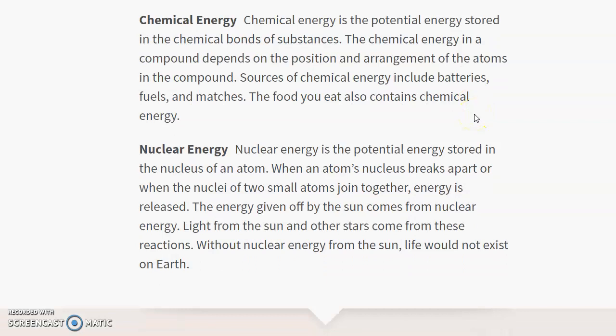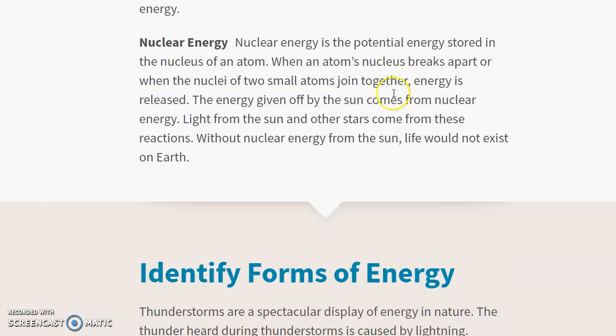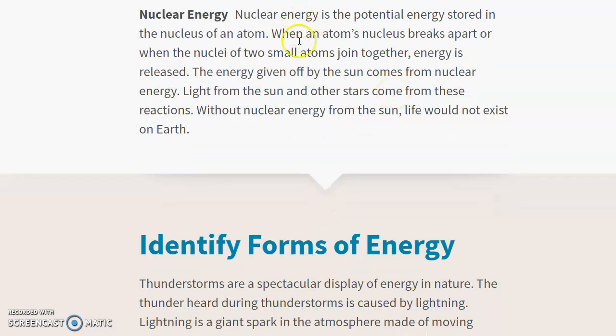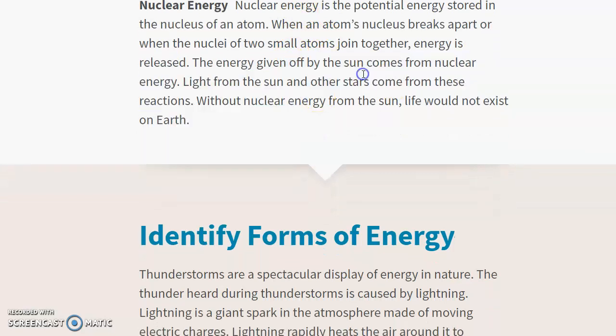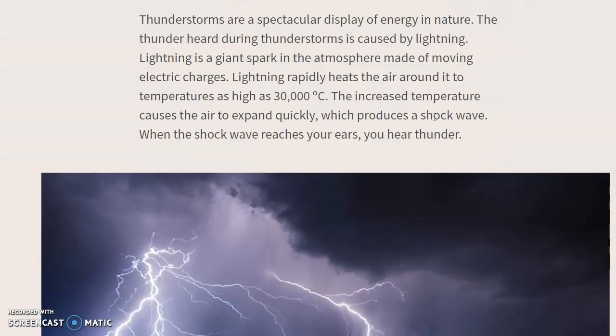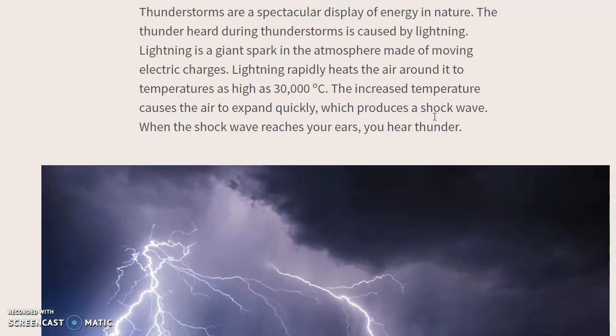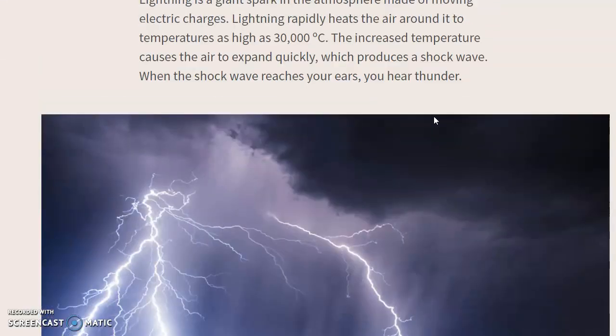Chemical energy, a lot of you like to do the Mentos and Coke experiment where you put them together with Diet Coke and it explodes. The potential energy is always there, but when you put them together, you're creating the kinetic energy. Nuclear energy is just what's stored in an atom. That's really hard to see, but the energy is coming from the sun. Now we have to think about which type of energy this is.